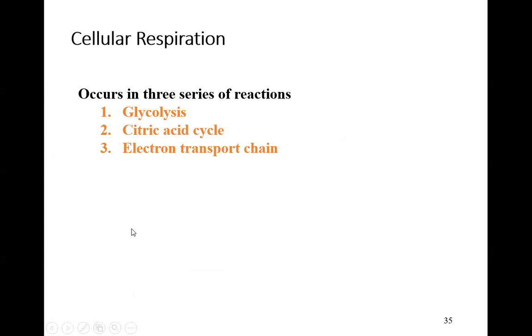If we're looking at cellular respiration, we have 3 steps that we go through. The first is called glycolysis. It takes place in the cytoplasm and only in the cytoplasm. Then we have the citric acid cycle, which is another name for the Krebs cycle.